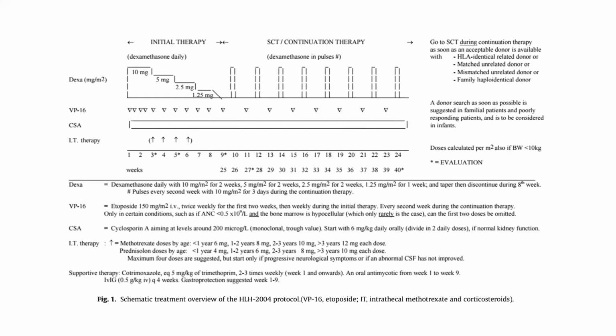First we give high-dose dexamethasone, then after that we taper every second week. Then subsequently we give etoposide, and then after that cyclosporine, and then intrathecal therapy. And obviously the definitive treatment will be a stem cell transplant, the hematopoietic cell transplantation.